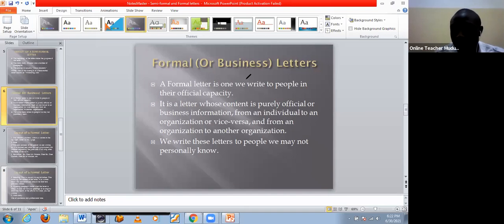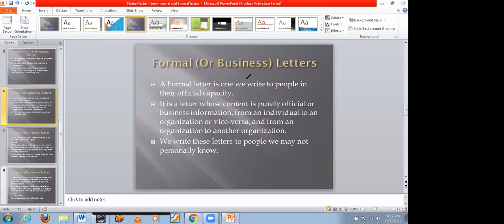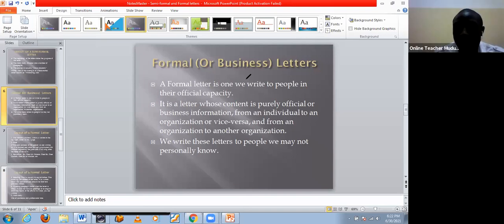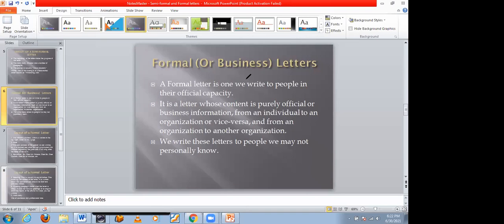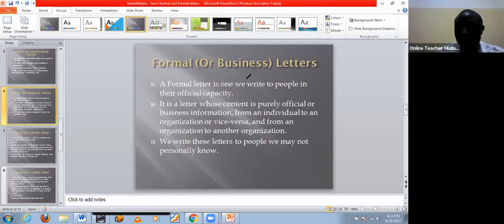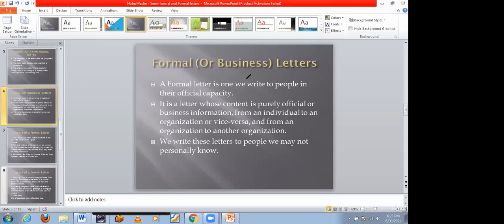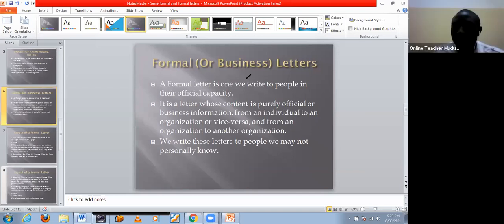A formal letter is also known as a business letter. All right. So by business here, we don't mean the exchange of money for goods, like you learn in business studies. No, not this type of business. We understand as we go down what we mean by business. So a formal letter is one we write to people in their official capacity.